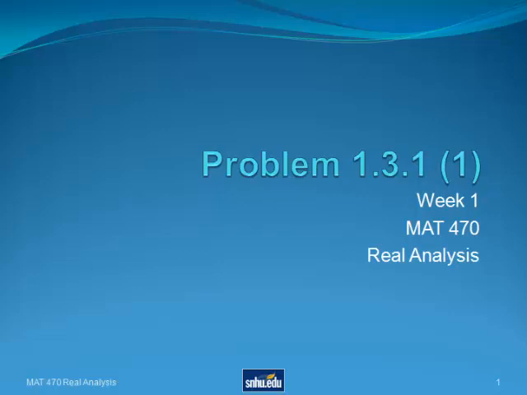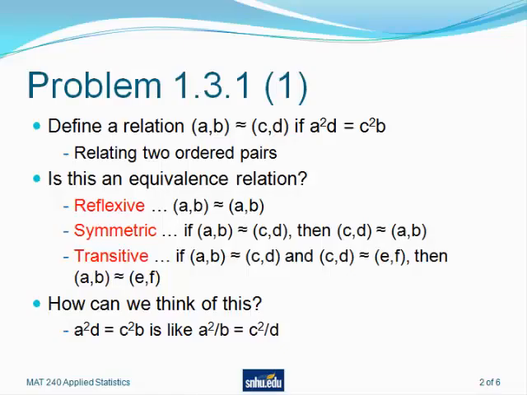This is a short solution to problem 1.3.1, part 1 of Math 470, Real Analysis. This problem defines an unusual relationship. AB is equivalent to CD if A squared D equals C squared B. This is something relating to ordered pairs.